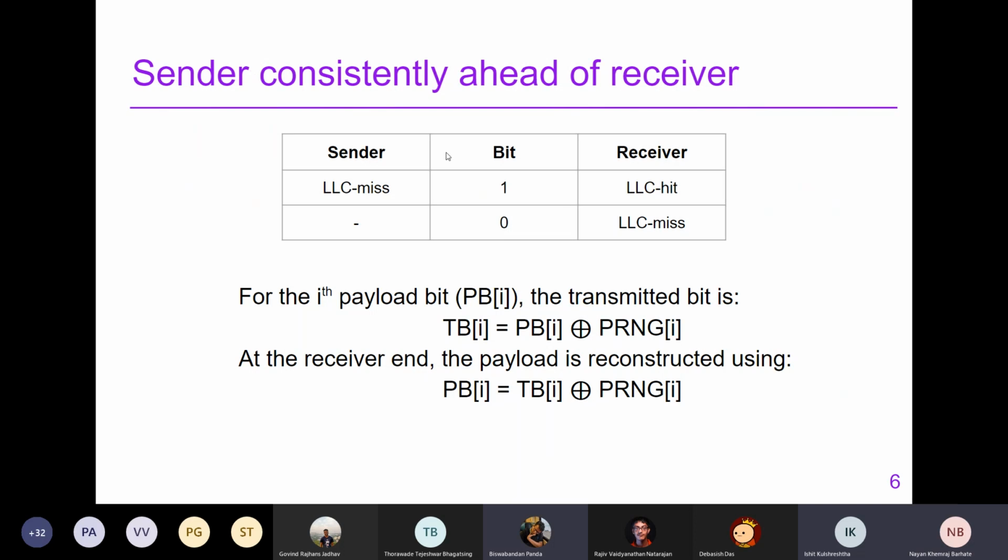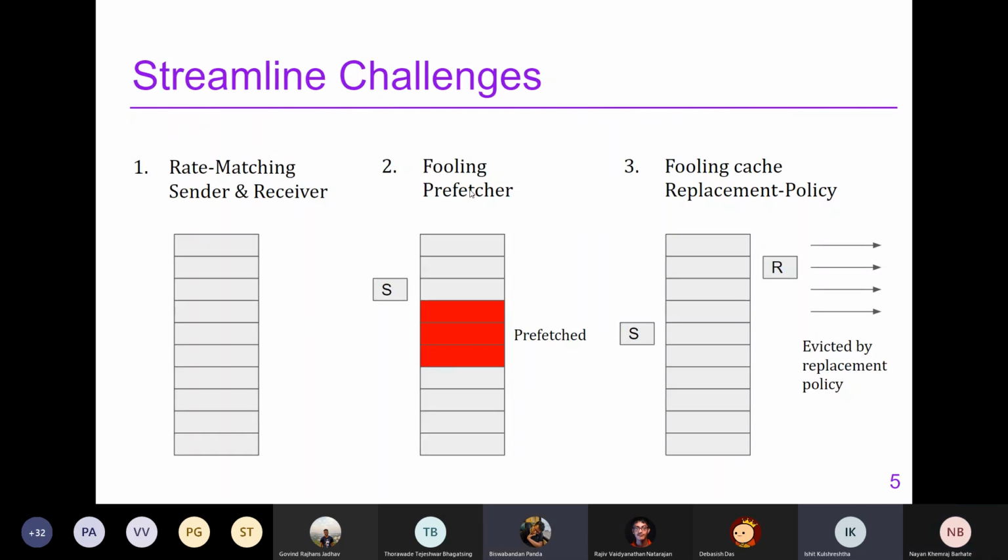Here I've made a mistake. Hey, Nayan. Yes, sir. I have a question. Go back. In the first point, why is it a challenge? Sender and receiver should be running at the same speed. If a sender is operating at a higher speed than the receiver, and they are mapping to the same cache, then this attack is like a FIFO.